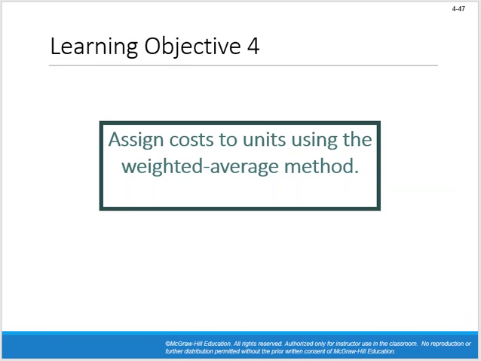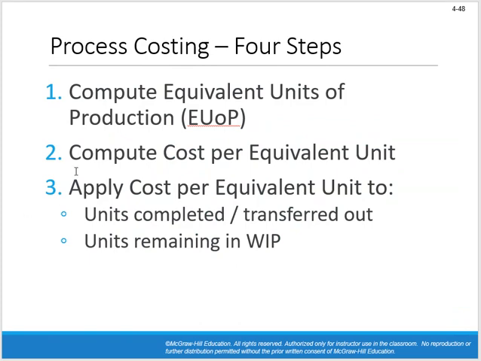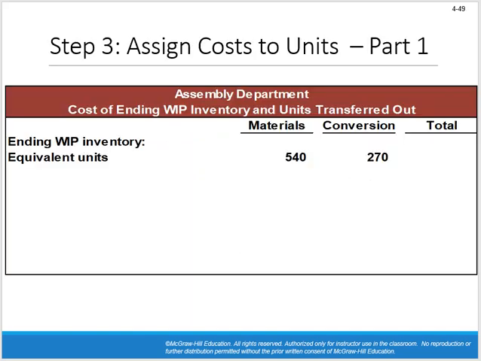So next we need to assign our cost to units using weighted average. So this is step 3, assign or apply cost per equivalent unit to. We need to first apply it to our units completed and transferred out. And then secondly, we need to apply it to our units remaining in WIP. So our WIP equivalent units, 540 for materials and 270 for conversion. Now we're going to multiply by what we computed in part 2, our cost per equivalent unit.